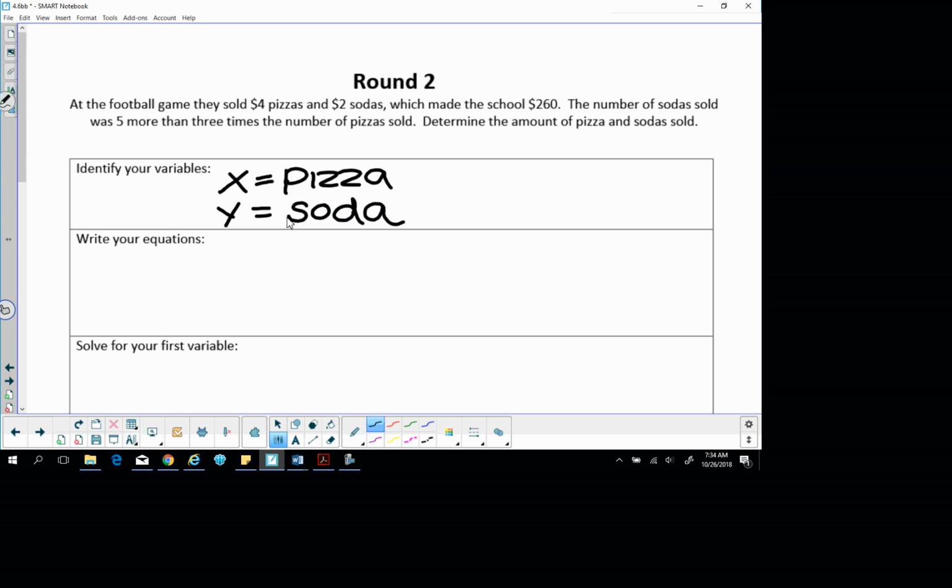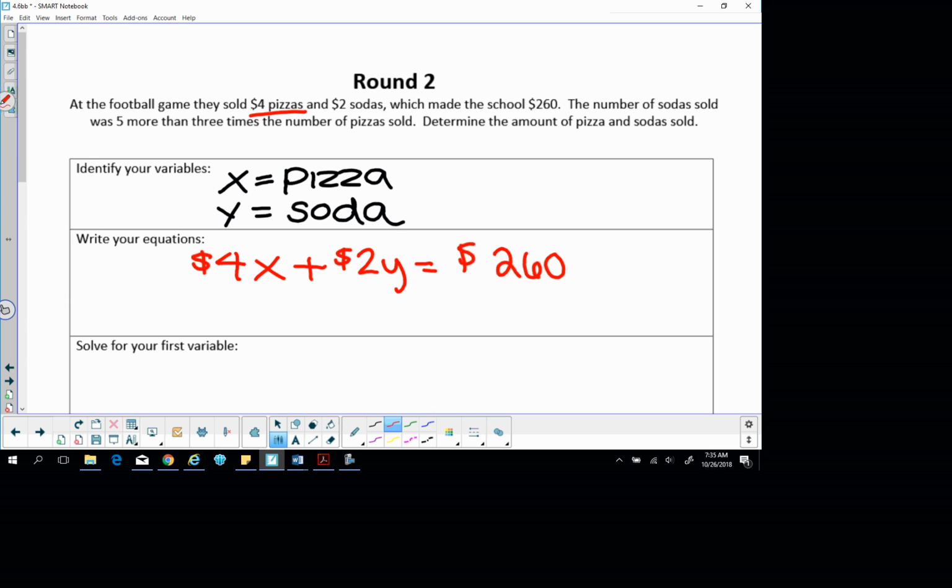So I know a pizza was how much money? $4 for a pizza. So I know it's going to be 4 per pizza. How much per soda? $2 per soda. And how much money total did they make? 260. So that equation's still the same. That's why I knew you kind of were going to ask.